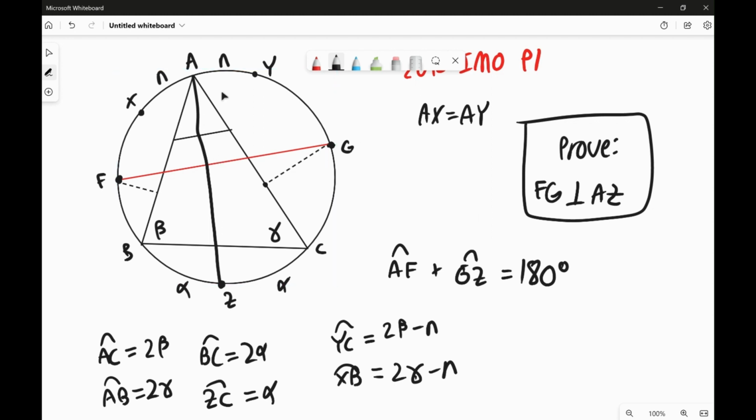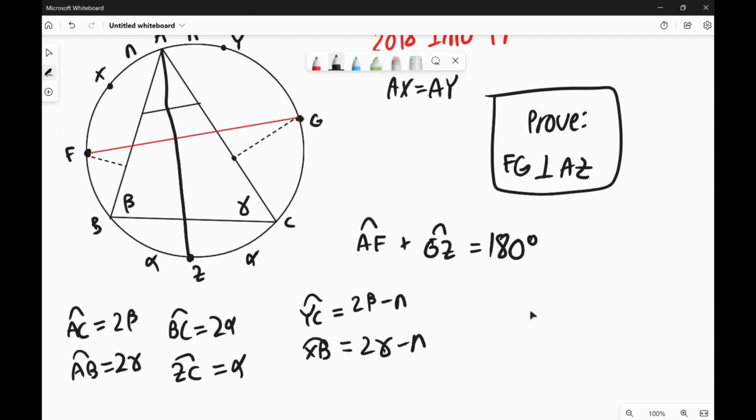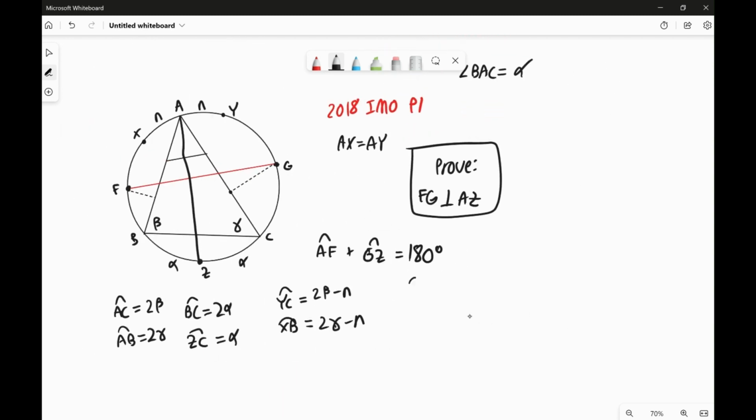And since F and G are the midpoints of these arcs here, we can find out what XF, FB, YG, and GC are. So let me go ahead and zoom out here. So arc XF is equal to just XB over 2, which is gamma minus n over 2. And similarly, arc FB is also equal to gamma minus n over 2. And then arc YG is equal to arc GC is equal to beta minus n over 2.